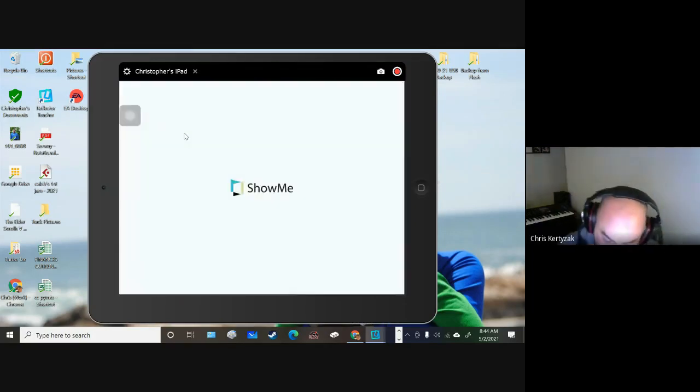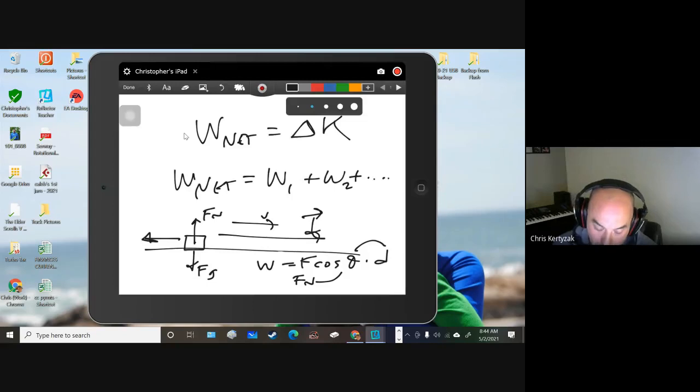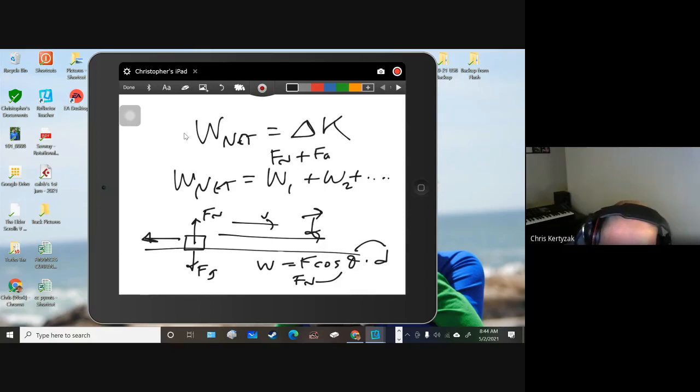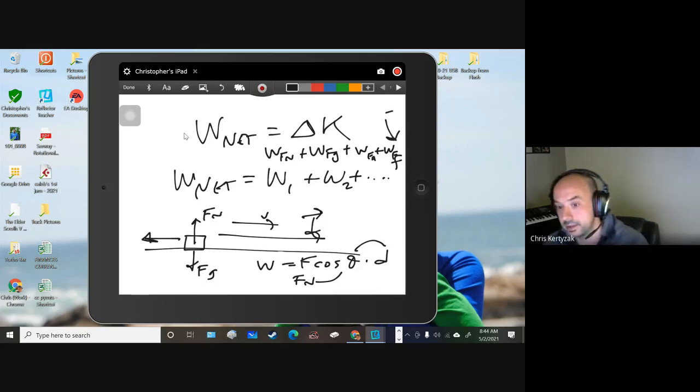Okay, sorry about that. So know that, like in this problem that we're looking at, this would be like the work done by normal force plus the work done by the gravity force plus the work done by the applied force plus the work done by friction. This one would be negative, right? The frictional force work is negative, right?